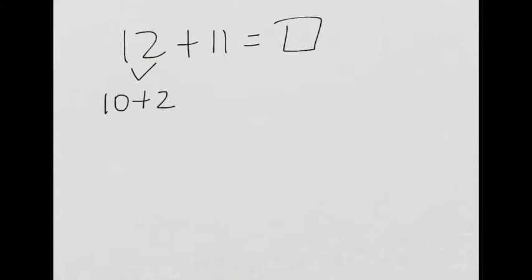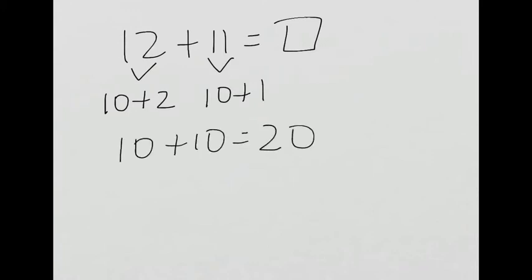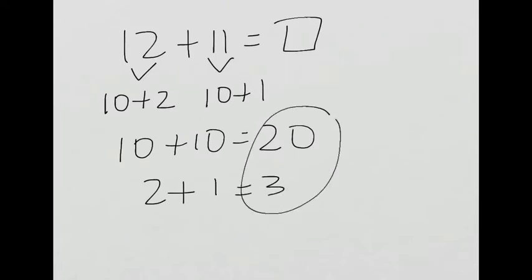Another way to show the same equation, and many kids are ready for this pretty quickly, is to break down the 10s and the 1s. So this would be 10 plus 2, this would be 10 plus 1. We'd add the 10s together, and then the 1s. And then we would add. Some kids need this step, others are ready to just write 23.